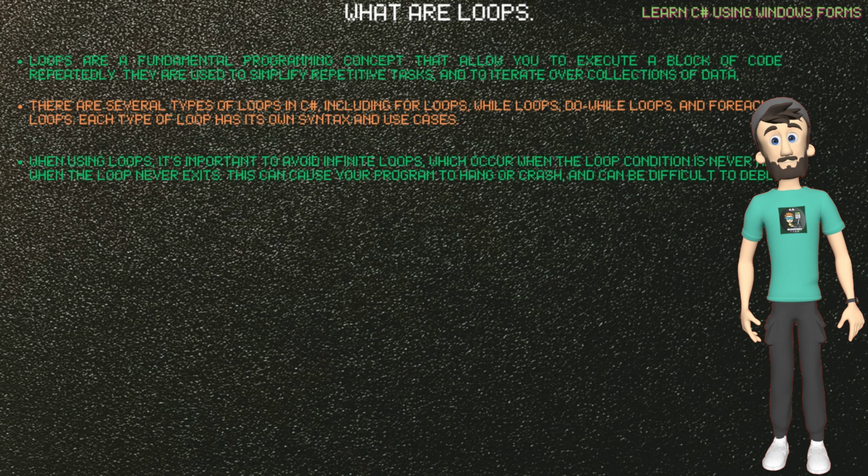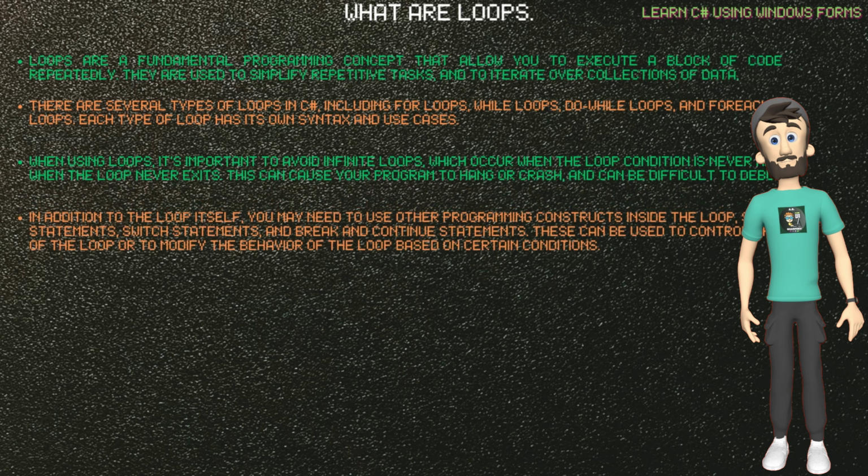When using loops, it's important to avoid infinite loops, which occur when the loop condition is never met or when the loop never exits. This can cause your program to hang or crash, and can be difficult to debug. In addition to the loop itself, you may need to use other programming constructs inside the loop, such as if statements, switch statements, and break and continue statements. These can be used to control the flow of the loop or to modify the behavior of the loop based on certain conditions.